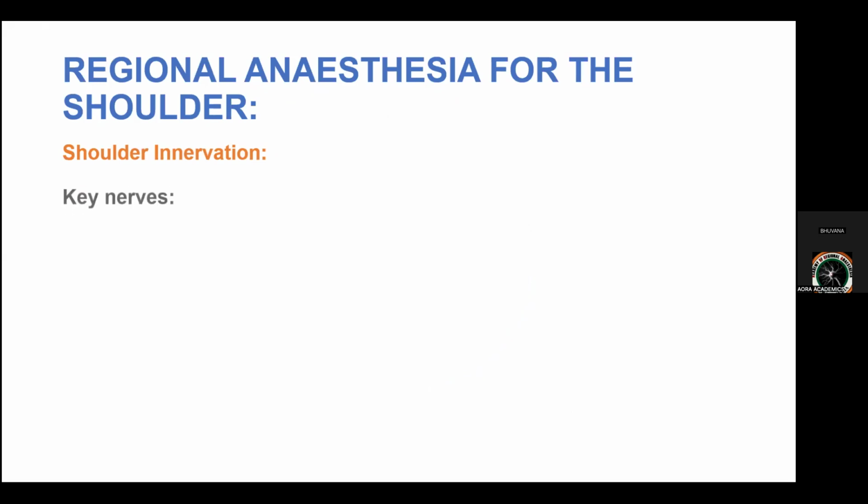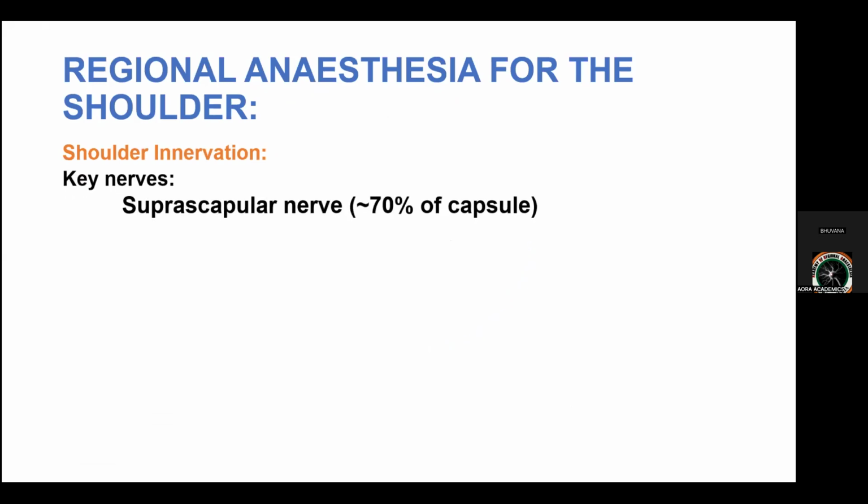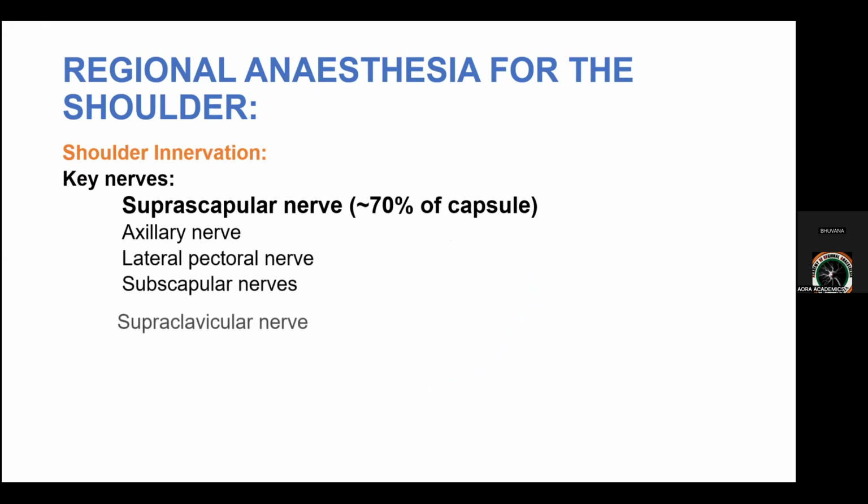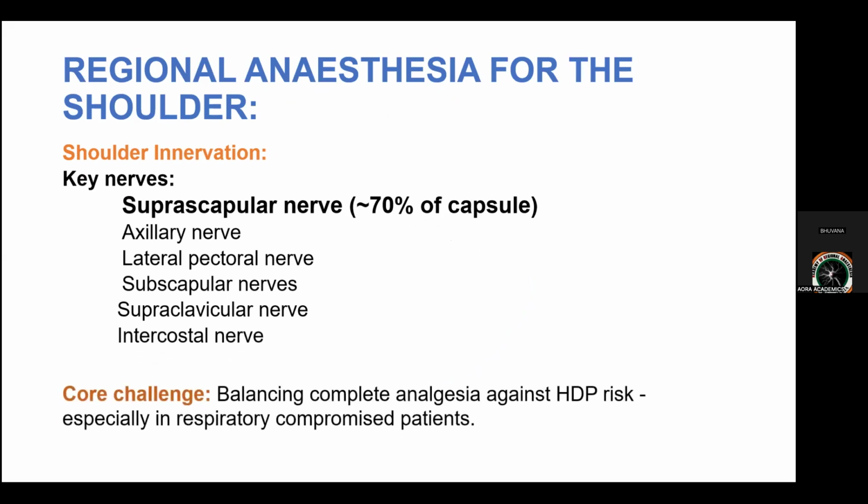So, shoulder innervation. The key nerve is the suprascapular nerve. 70% of the capsule is supplied by the suprascapular nerve, with minor contributions from the axillary, lateral pectoral, supraclavicular nerves and intercostal nerves. The core challenge here is balancing anesthesia against hemidiaphragmatic risk, especially in a patient with respiratory compromise. The glenohumeral joint has multiple innervations, so a single injection can't provide complete regional or surgical anesthesia to the patient.